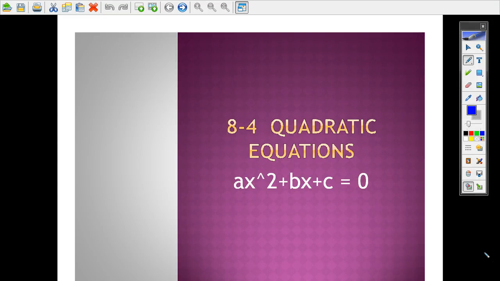This is Chapter 8, Section 4, Quadratic Equations, ax squared plus bx plus c equals 0. So if you remember from our last session, 8.3, it was still quadratic equations, but we didn't have this a here. We had x squared plus bx plus c equals 0. So now we're adding one more element. We have a number in front of the x squared.